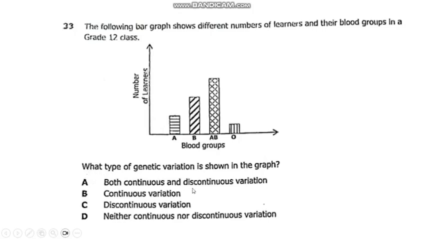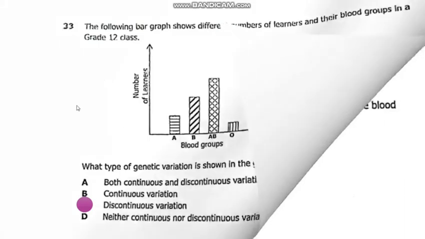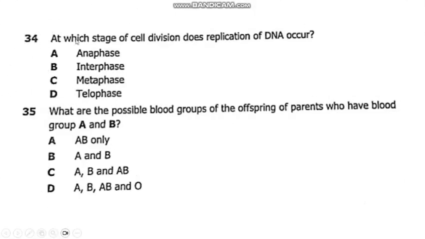A, both continuous and discontinuous variation. B, continuous variation. C, discontinuous variation. D, neither continuous nor discontinuous variation. So the type of variation that is shown here is C, discontinuous variation, because the blood groups are one example of discontinuous variation. So we now come to our question 34.